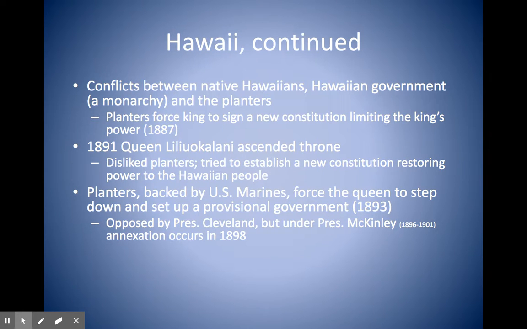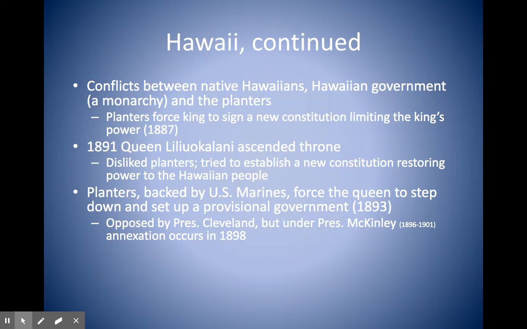So she tries to force a new constitution to restore power back to the Hawaiian people. What ends up happening is she gets put on house arrest, and then being put on house arrest, she ends up getting forced into signing away, thanks to really what is a coup, right? So you have these planters that reach out to a group of U.S. Marines who had stopped to refuel, and they come in and they basically force her to step down.